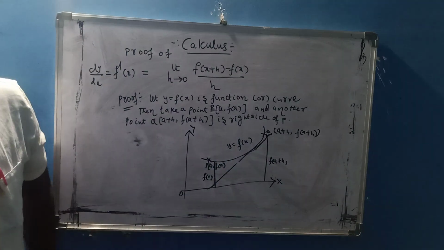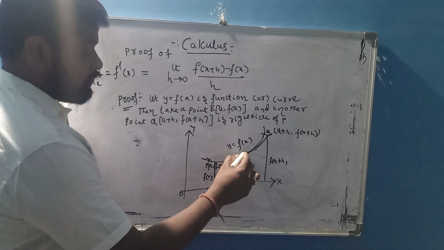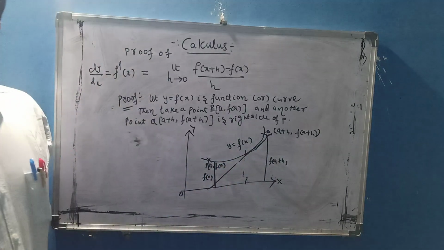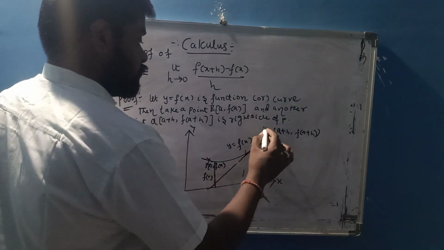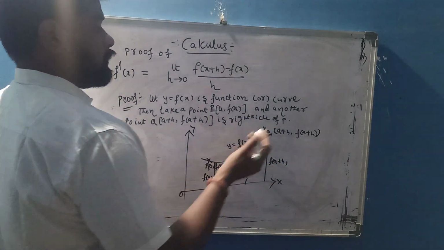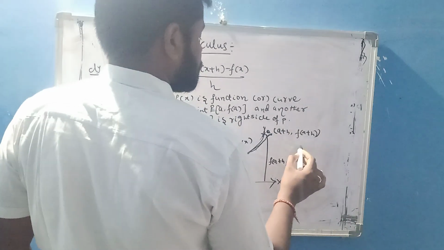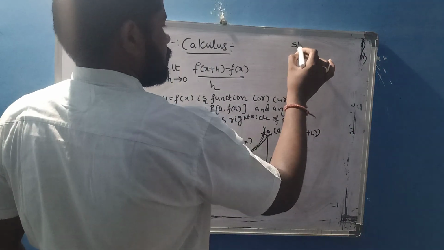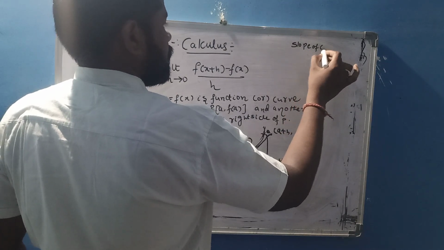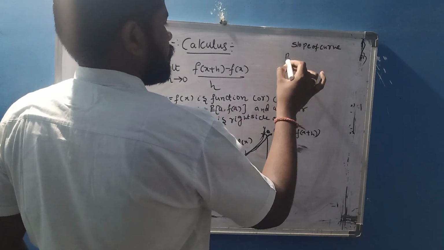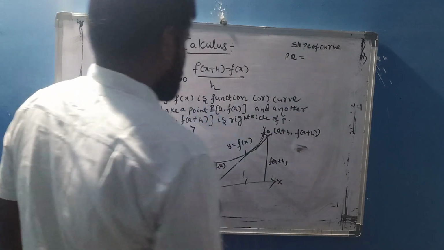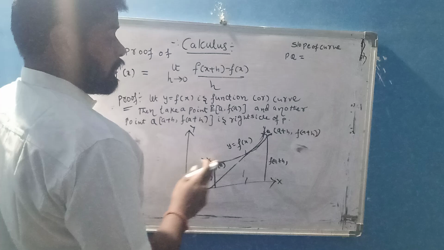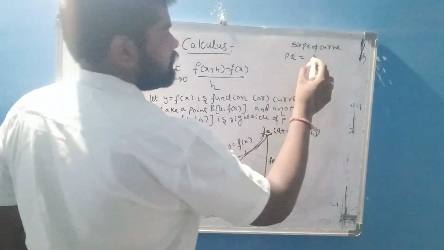After that, here y equal to f of x I have taken. Here f of a plus h I have taken. After that, here one curve I have taken. That curve, the slope of the curve I am taking. Slope of the curve PQ equals to. Here two points are there. What is the formula? Two points are there: P (a, f of a), Q (a plus h, f of a plus h).